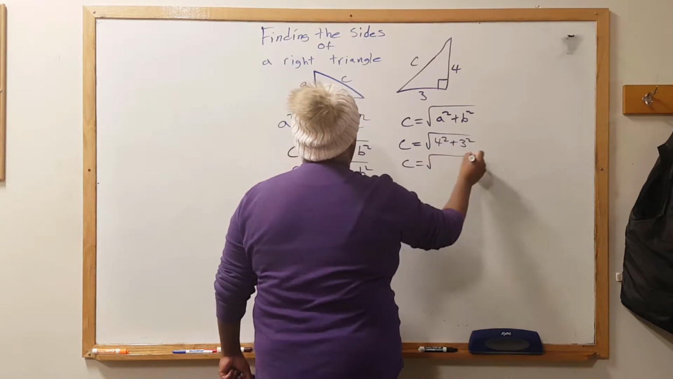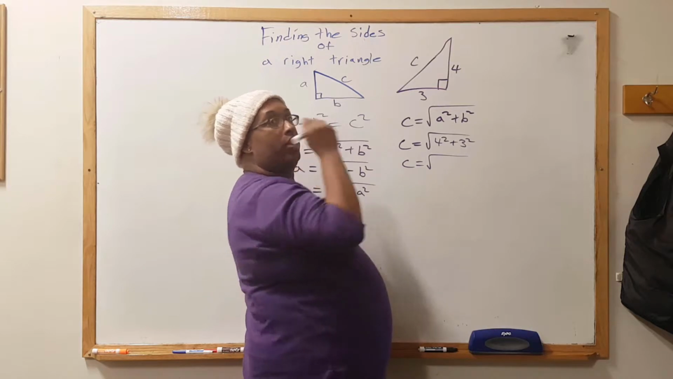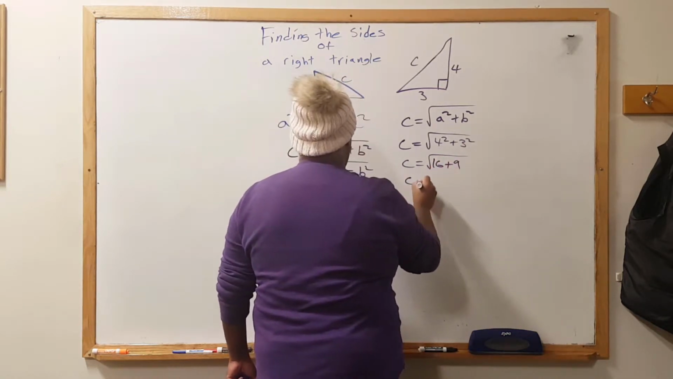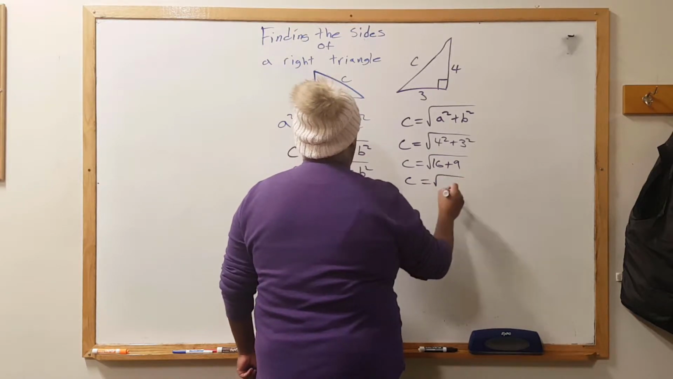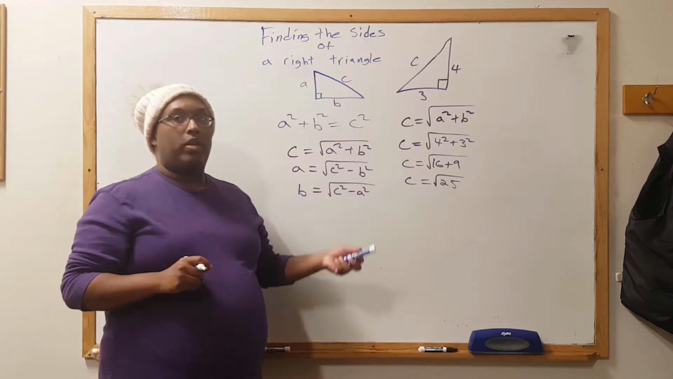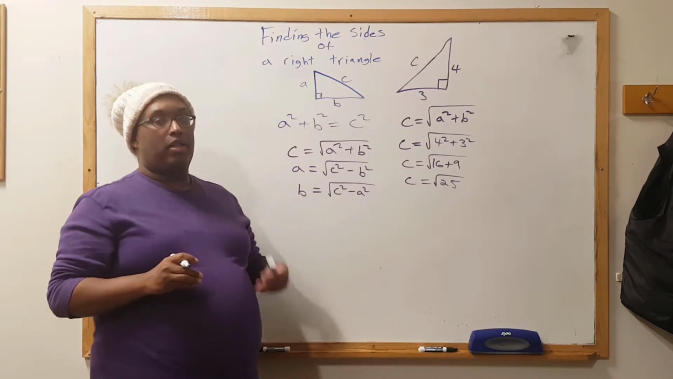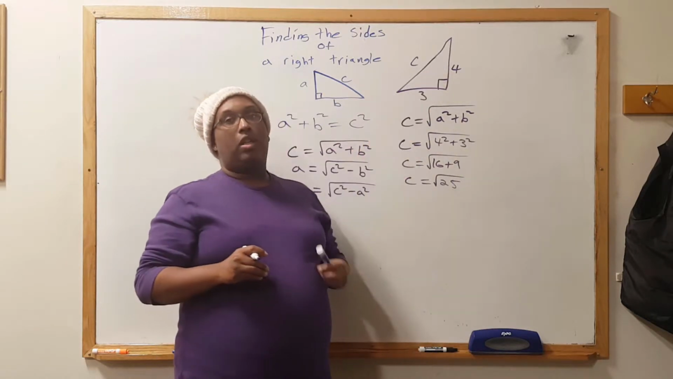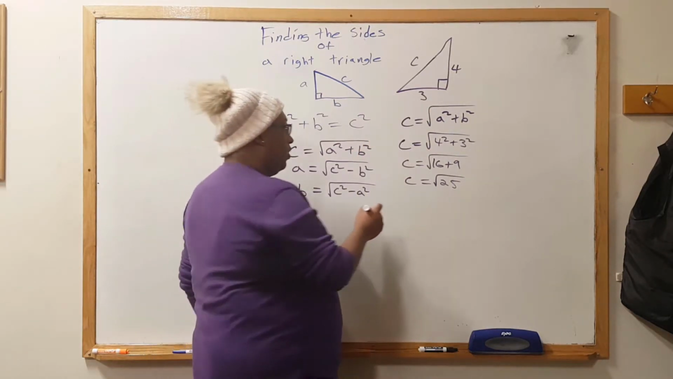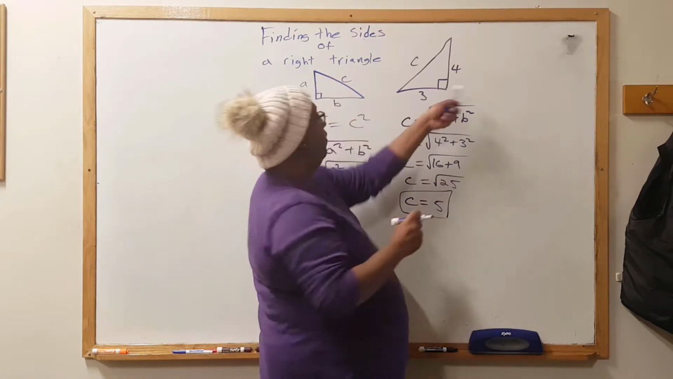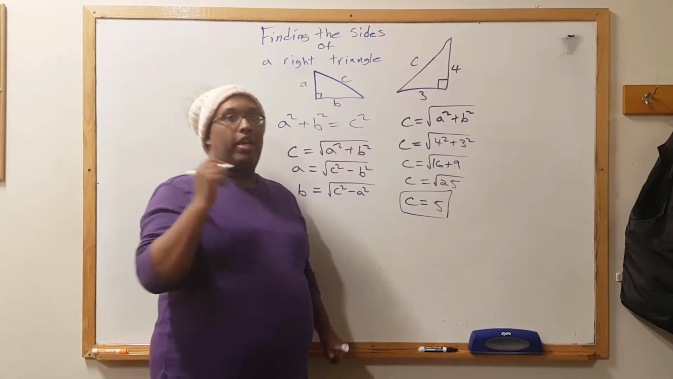C equals square root, 4 squared is 16, 3 squared is 9, 16 plus 9 is 25. Now, when you take the square root of 25, you usually say in a math class plus or minus. But because we're talking about the length, the length is always positive. So C equals 5 units, whatever units you may have. Thank you. I'll be back with another example.